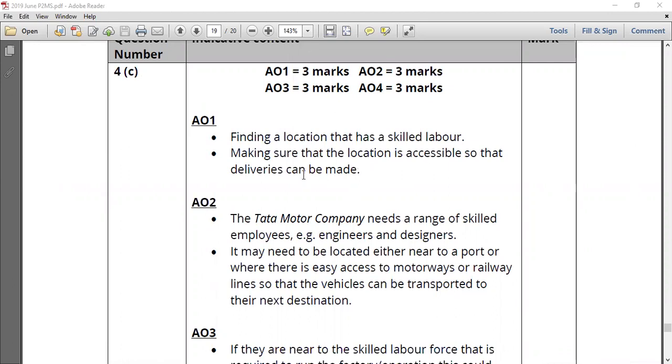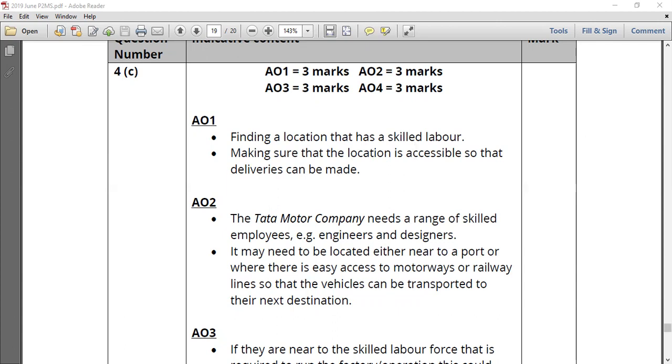You can say finding a location that has skilled labor. This is a point for the location decision, manufacturing. Make sure that the location is accessible so that deliveries can be made, right? So what is that? Proximity to the resources, proximity to the labor, and accessible for deliveries and everything, so that resources can be delivered on time and in full, right?